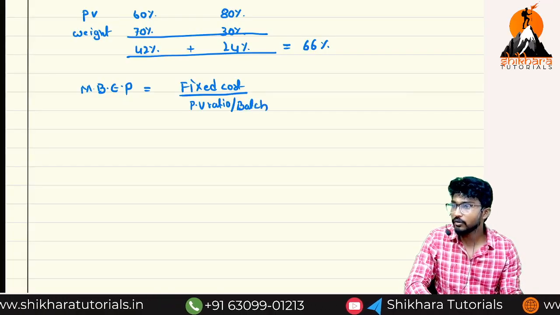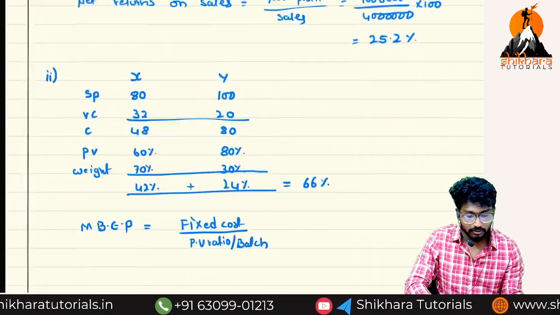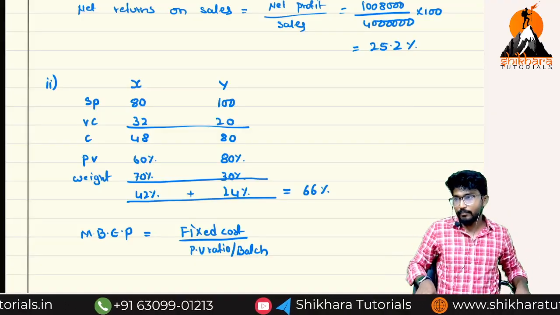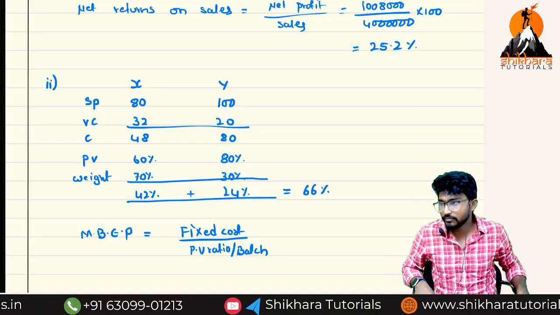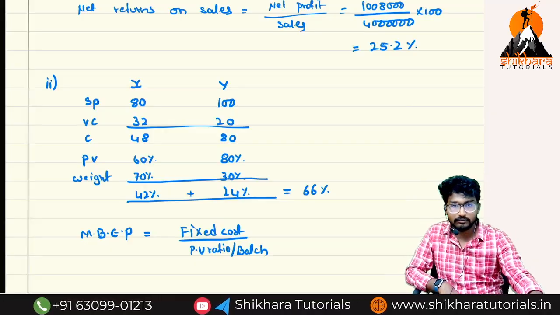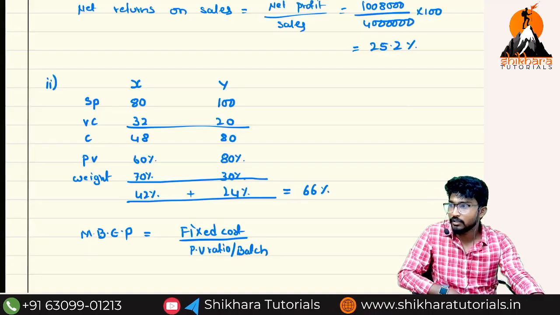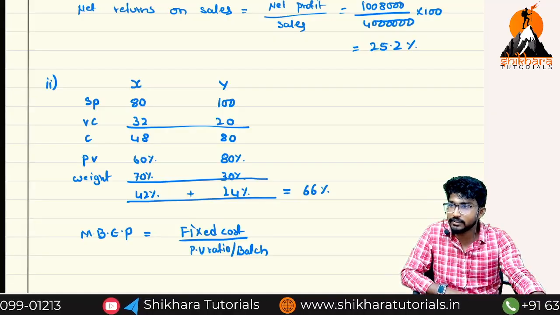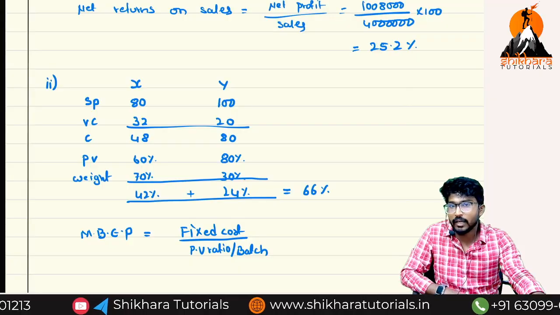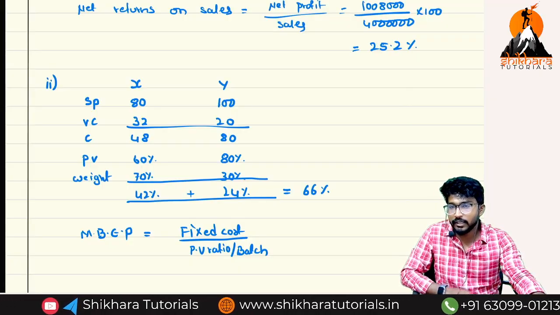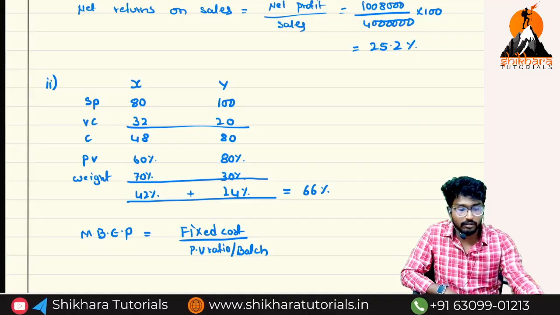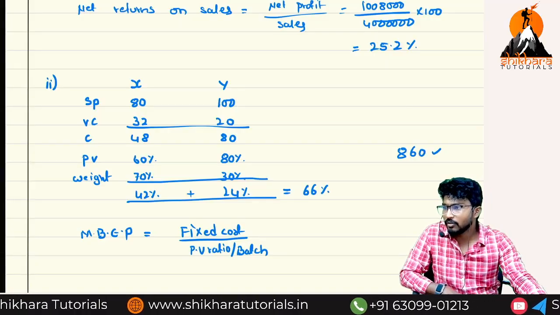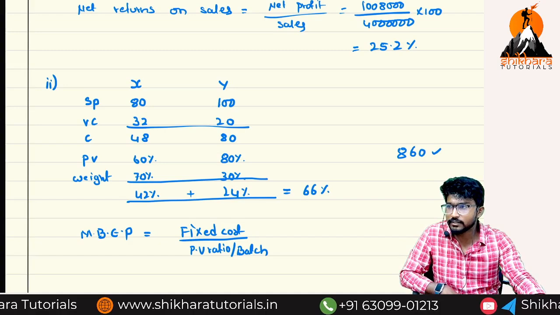Yes. Or you can get it like this as well. Now do one calculation. Now in a batch, how many products of X are there? 7, na? 7 into what is the selling price? 80. 7 into 80? 560 plus. And how many products of Y are there? 3. 3 into what is the selling price? 100. 3 into 100? 300 plus. How much did you get? 860, na?